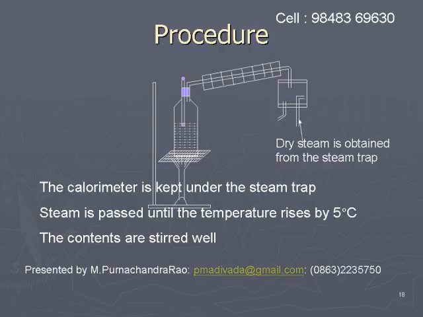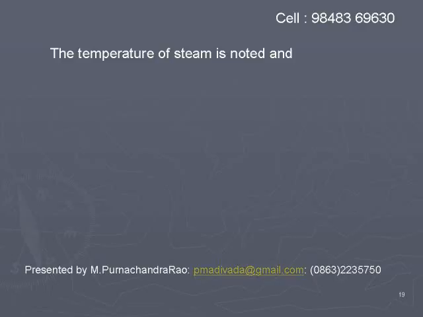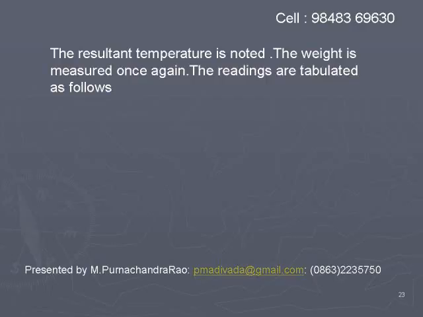Then the calorimeter is removed and the contents are stirred well. The temperature of the steam is noted, and the resultant temperature of the contents in the calorimeter is noted. The weight is measured once again.